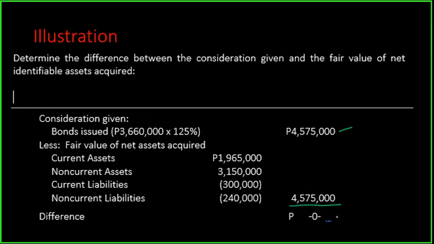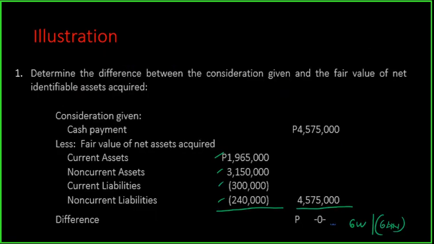There you go. Still, there is no goodwill. Okay po. So, what should be the journal entries kapag ganyan? Parehong-pareho lang, di ba? Sir, bakit pareho? Nagkataon lang that the fair market value of the bonds is the same with the cash involved from the earlier illustration. Let's try to go back.